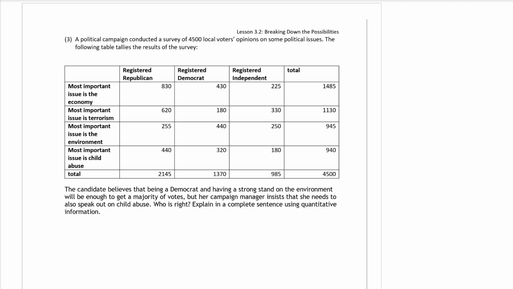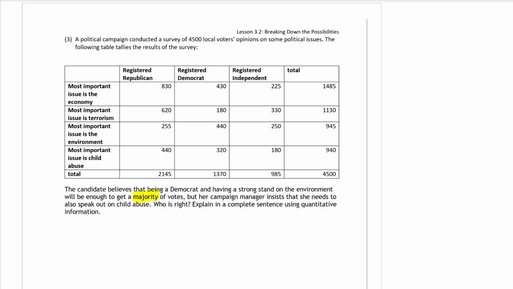A political campaign conducted a survey of 4,500 local voters' opinions on some political issues. The following table tallies the result of the survey. So once again, we got some political affiliation, and we have some issues right there that are important. It says the candidate believes that being a Democrat and having a strong stand on the environment will be enough to get the majority of voters, but her campaign manager insists that she needs to also speak out on child abuse. Who is right?